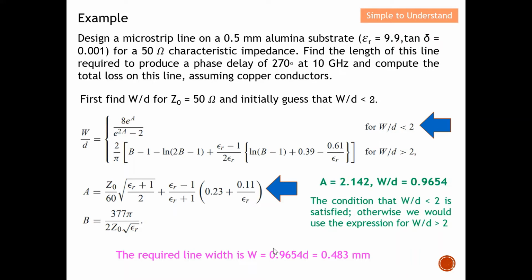Once I have this, I can also calculate the width. Remember, I just move my D, which is the depth of the microstrip line, over. So what I'm going to do is 0.9654 multiplied by 0.5. I obtain this number, which means that the width of a microstrip line for this 50 ohm needs to be 0.483. So this will be the width of the microstrip line. I hope it is clear.